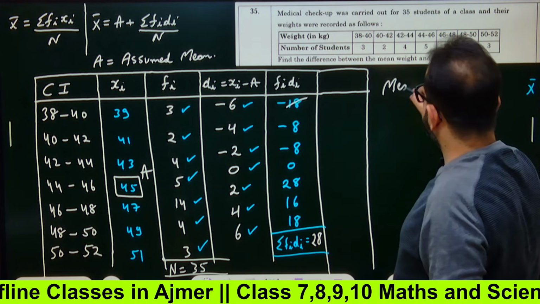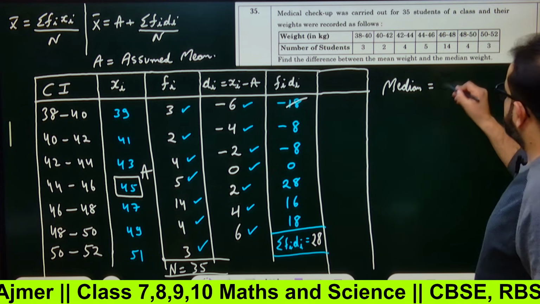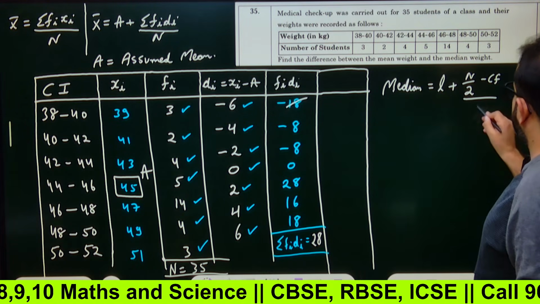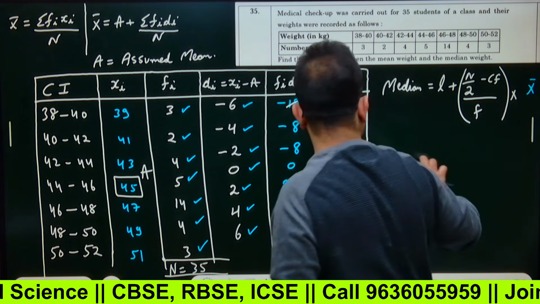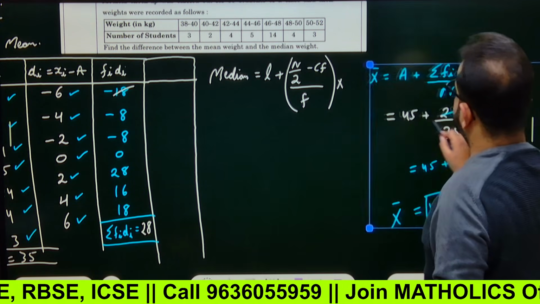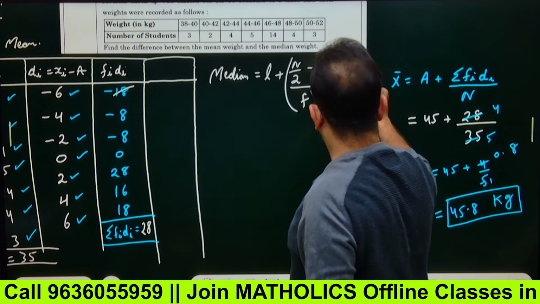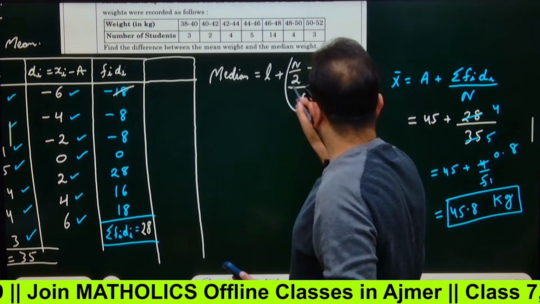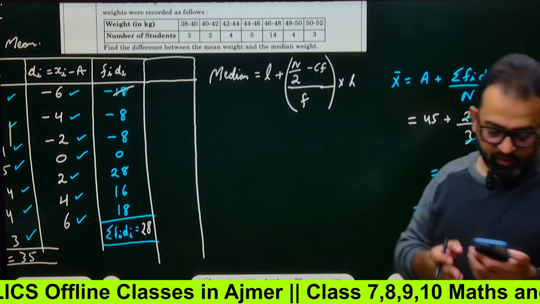The median's formula is: median equals, tell me, everyone, L plus n by 2 minus cf upon f, and that multiplied by h. Okay, this was for mean, we put it aside. So how to find the value? Tell me, how to find this value? What is L? L is the lower limit.